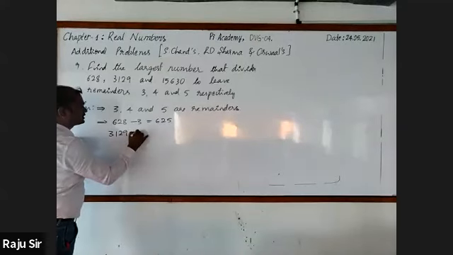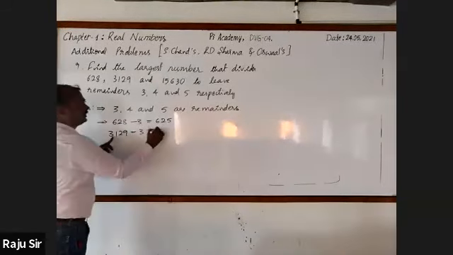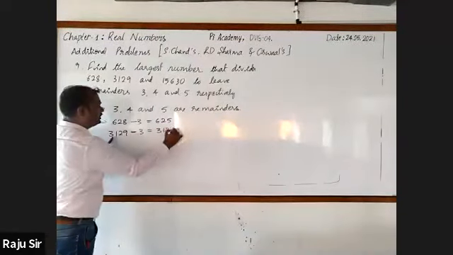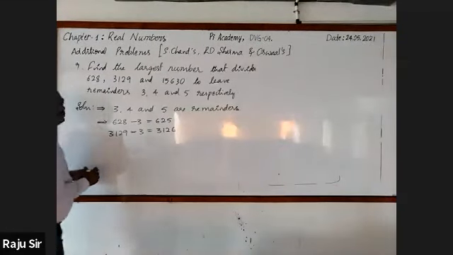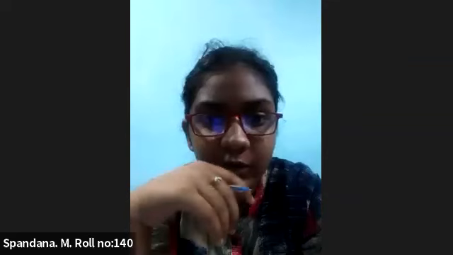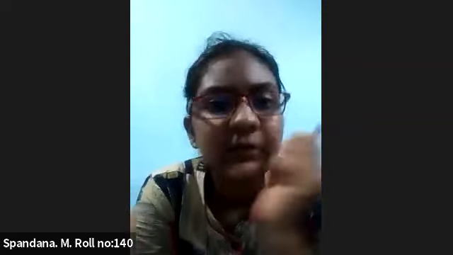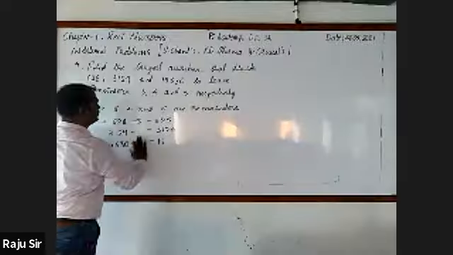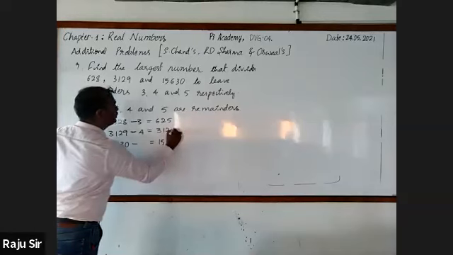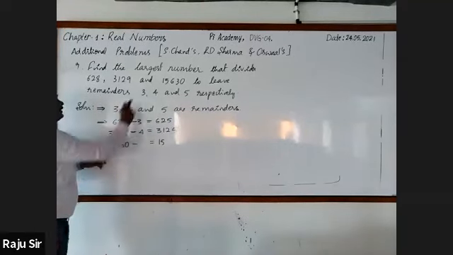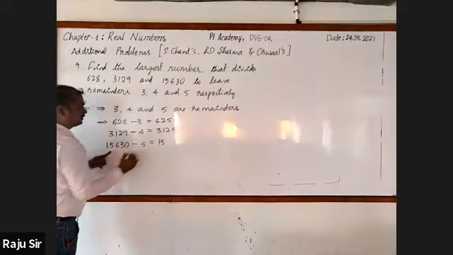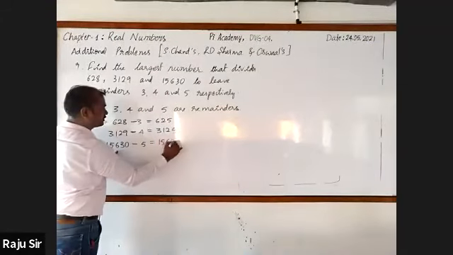Next, 3,129 minus 4 is equal to 3,125. Sir, that is 3,125. And 15,630 minus 5, it will be 15,625.